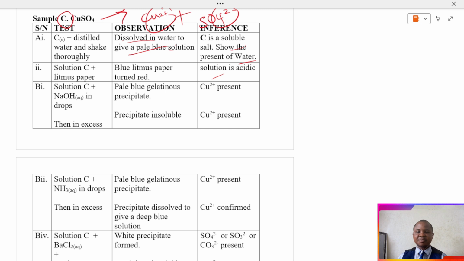Now, solution C, that's a portion from sample C, plus litmus paper. It turns blue litmus paper red. That means solution C is acidic to litmus paper.